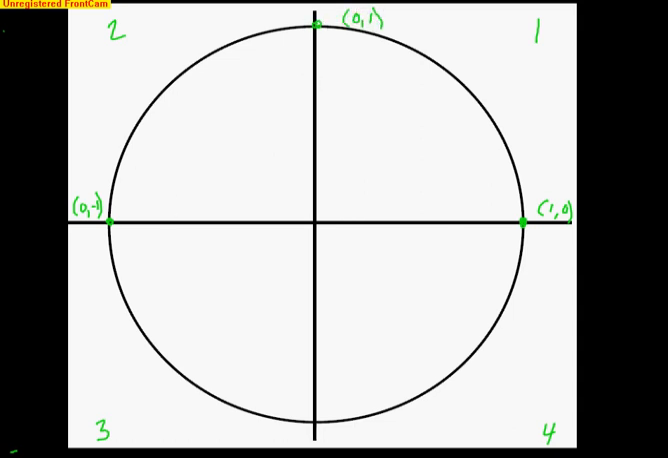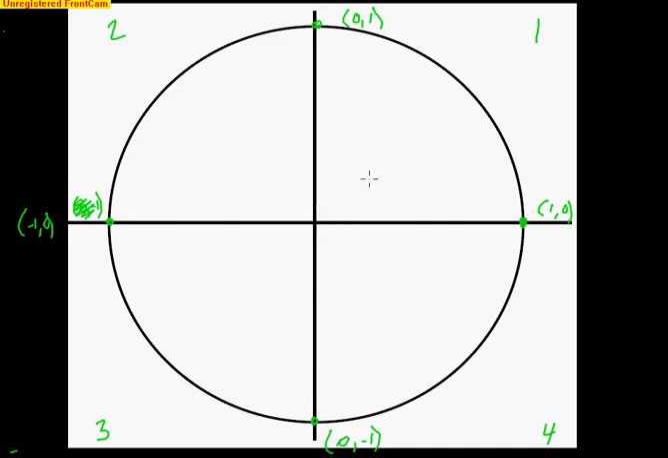Wow, I messed this up. I apologize. This right here would be (-1, 0). I apologize for that. I was thinking ahead. Anyway, this point down here would be (0, -1). Okay, so those are obviously our quadrantal values, okay? So that's 90 degrees, 180 degrees, 270 degrees, and back to 360 full degrees around a circle.